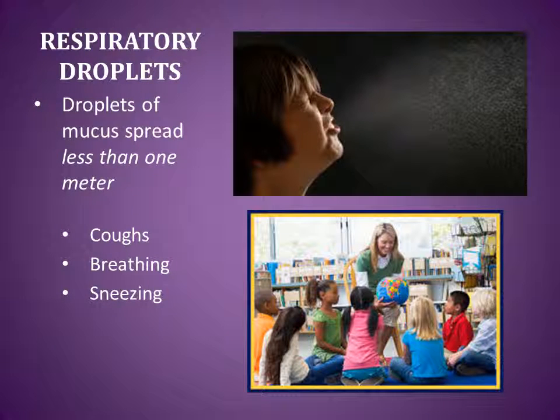Finally, droplet transmission is spreading pathogens less than 1 meter within droplets of mucus coming from coughing, breathing, or sneezing. If it is more than 1 meter, it would be airborne transmission, which is not how Streptococcus pyogenes is transmitted. It would be less than 1 meter in the droplets of mucus. So because Streptococcus pyogenes is transmitted via droplet transmission less than 1 meter, it is often spread in crowded places such as daycares and schools.